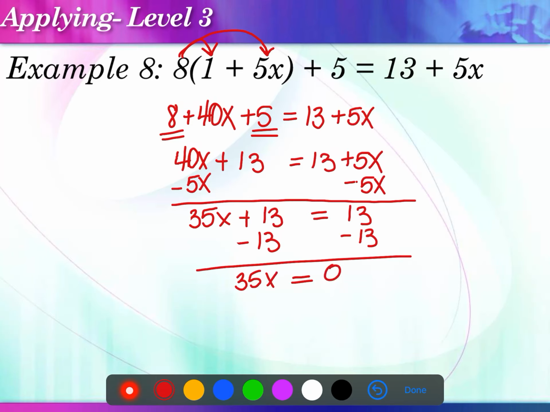All right, so I get 35x equals 0. The problem is not broken. Do not stop here. We can continue to solve. I can divide out that 35. 0 divided by 35 is 0. Okay, do not leave this as 0 over 35. That's not a final answer.